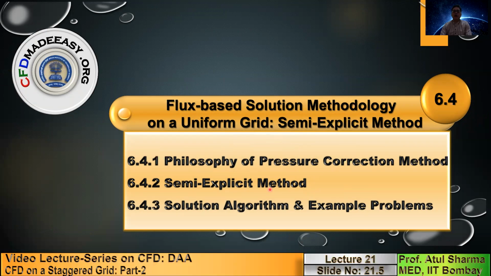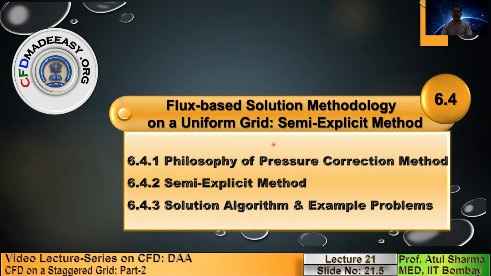In conduction and convection, we have 2 types of methods, fully explicit and fully implicit. Whereas when we solve the momentum and mass conservation equations together, we cannot adopt a fully explicit method. So we use a method which is somewhere in between. It's more explicit as compared to implicit. It is called a semi-explicit method, which I'll introduce a little later. And finally, I'll present the solution algorithm and an example problem corresponding to the solution method.